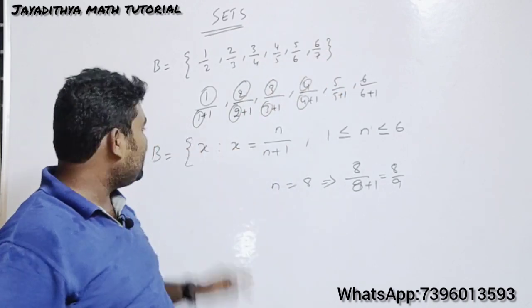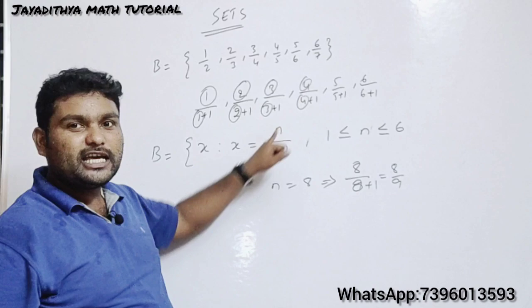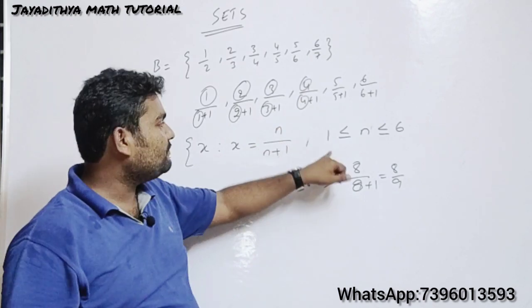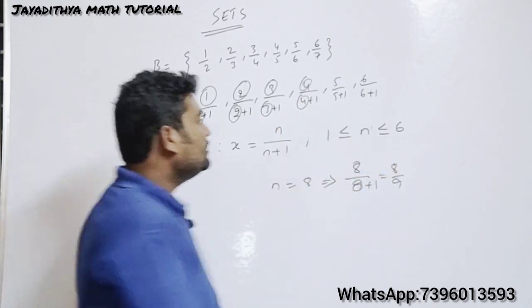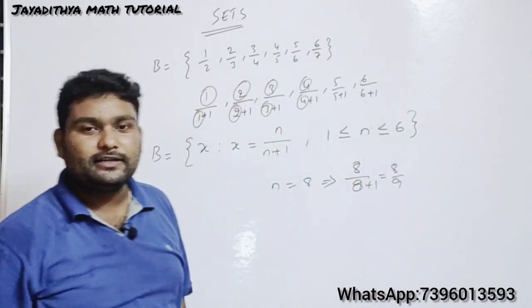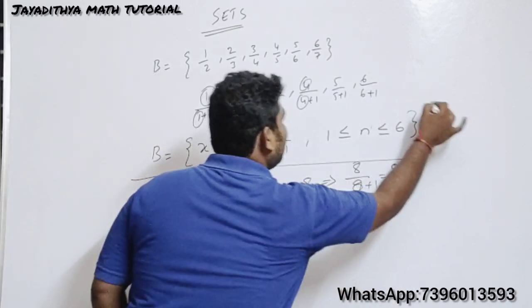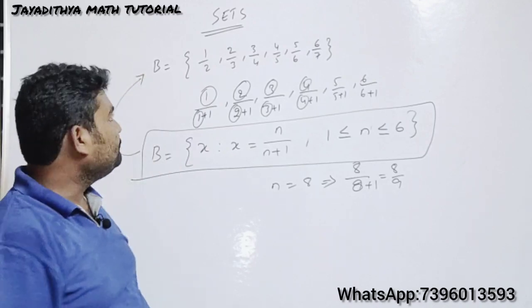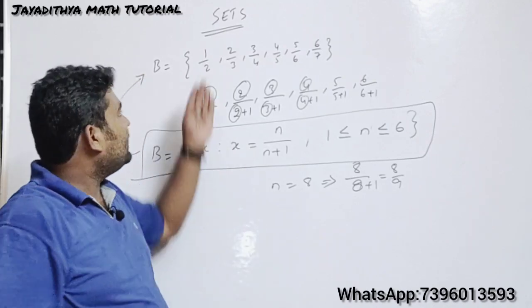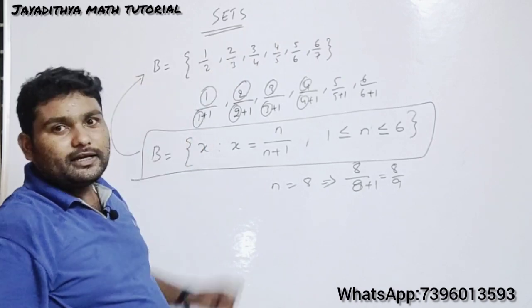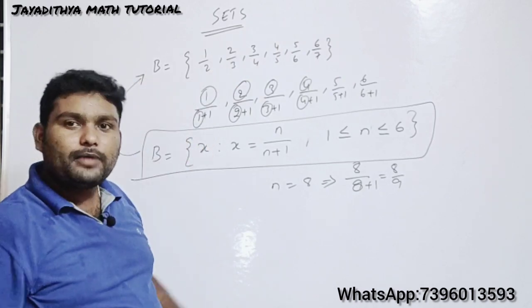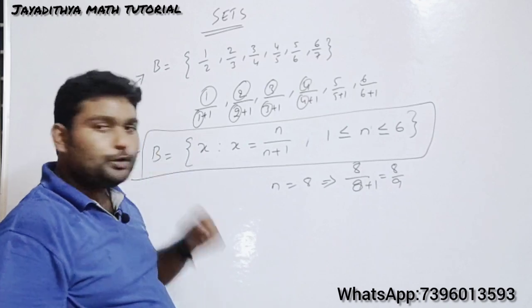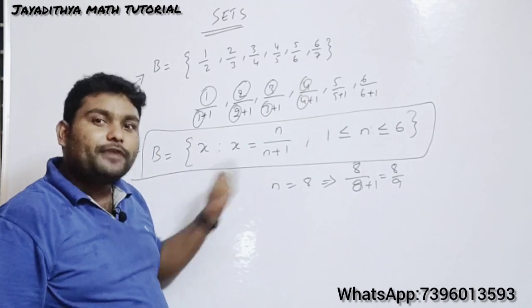So how to write this now? x is such that x is equal to n by n plus 1, and the other condition is 1 less than or equal to n less than or equal to 6, and close the bracket. That's all. So this is nothing but the set builder form of the given set. Clear now? So in this way you can convert a roster form into set builder form, and also you can convert a set from set builder form into roster form.